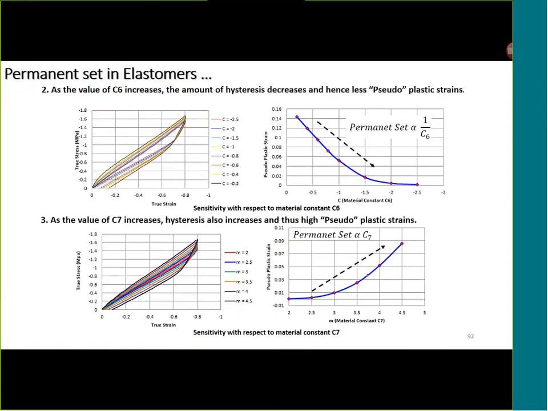Similarly, there is a guideline given for C6. Again, C6 has an inverse relationship with the permanent set, whereas C7 has a linear relationship with your permanent set. So you have to increase your C7 value to predict more permanent set or more hysteresis loss that you see.